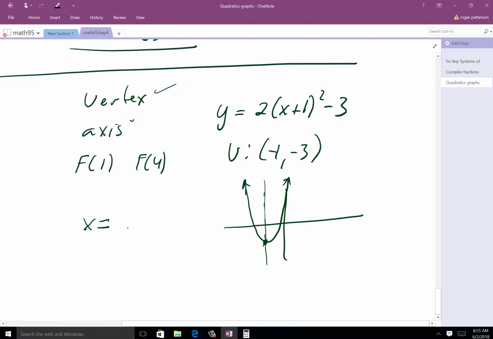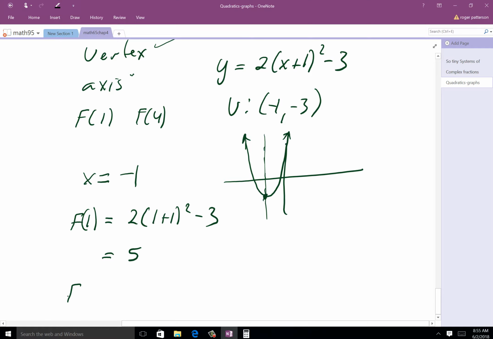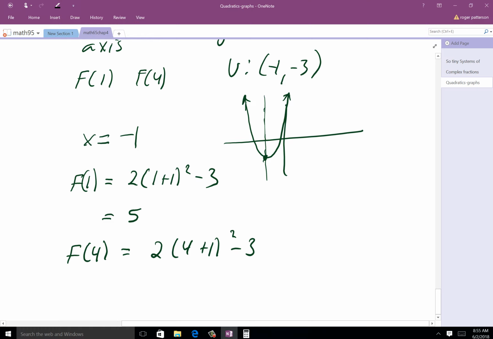So what's the equation for that? x equals -1, very good. And then f of 1, that doesn't change. You just put it in there. Let's see, 1 plus 1, 2 squared, 4. Times 2 is 8, and should be a 5. And all we're doing is just putting this in here and working it out. 5, 10, 7. Okay.